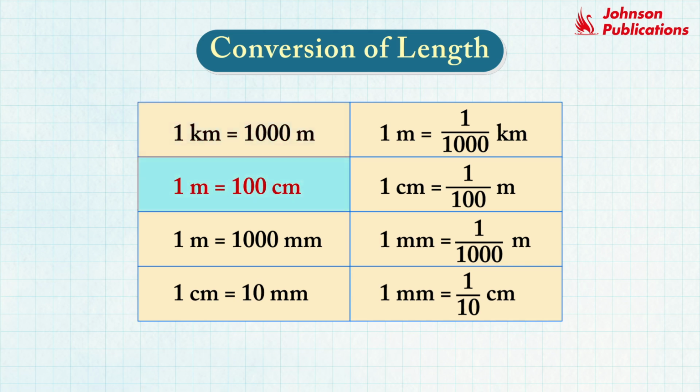1 meter is equal to 100 centimeter. 1 meter is equal to 1000 millimeters. 1 centimeter is equal to 10 millimeters.